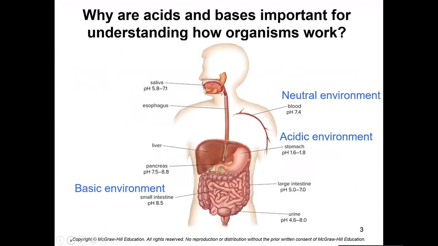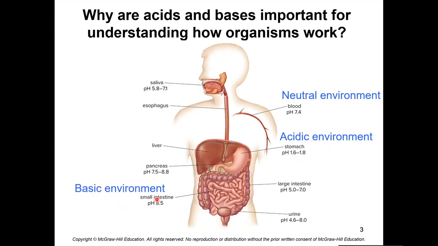Why are acids and bases important for understanding how organisms work? So here's an image of the different pH values in different organs in the human body. Some pHs are going to be very low, and we're going to learn that very low pH values mean an acidic environment. And higher pH values are going to be more of a basic environment.